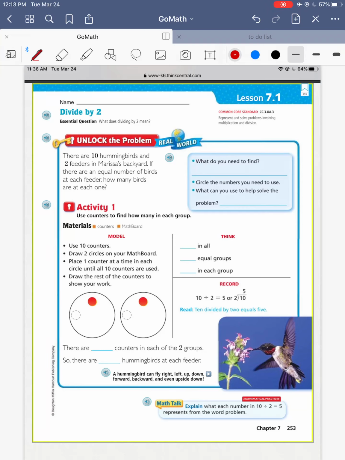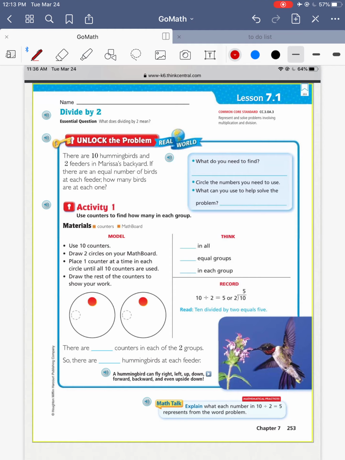Good morning. Today we're going to do lesson 7.1. Pause the video and get out your math book to page 253, and then play the video again so we can do it together. Today we are dividing by 2.